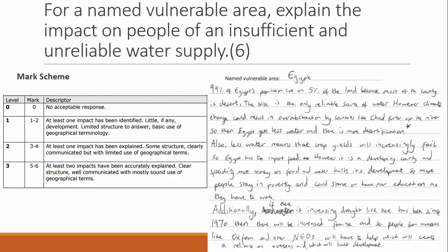And finally, for a named vulnerable area, explain the impact on people of an insufficient and unreliable water supply. A bit all over the place, this question. Most of you talked about the Sahel region, which is a valid region, and most of you came up with different ideas. The problem was it just lacked specific detail.